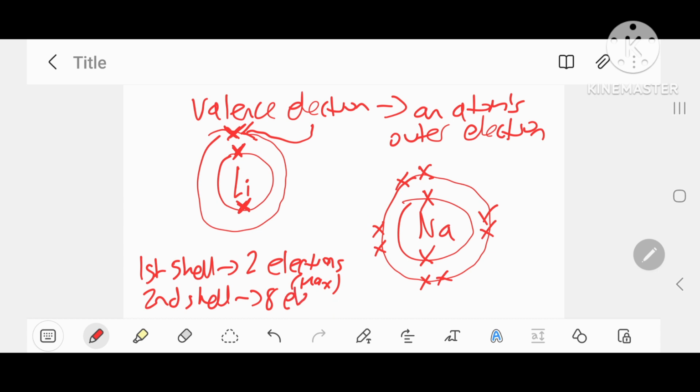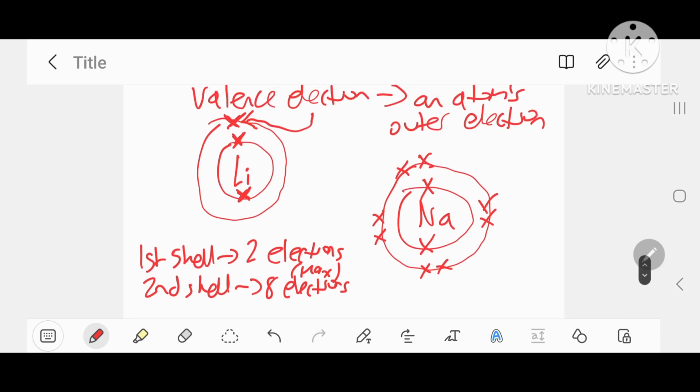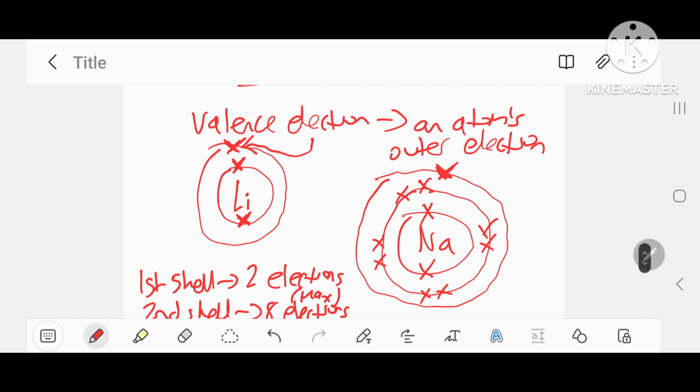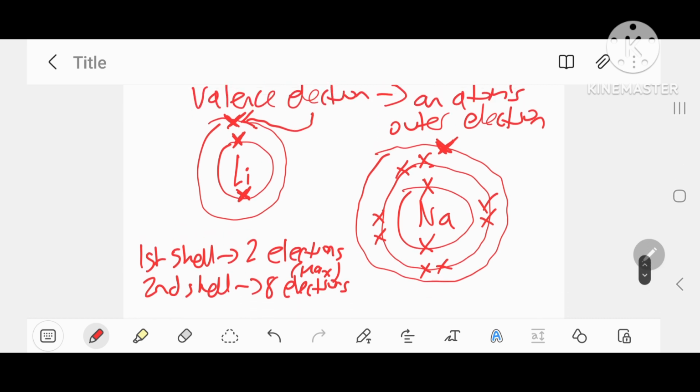We don't tend to go more than the second shell, okay, typically in exams, for example, because it's just time consuming drawing atoms with more than 10 electrons. But anyway, so 8 in the second shell, and it's got 1 valence electron, 1 outer shell electron.